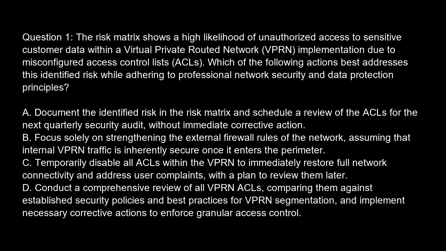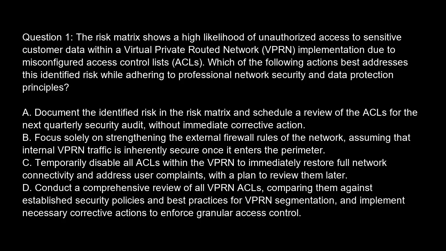Option A. Document the identified risk in the risk matrix and schedule a review of the ACLs for the next quarterly security audit without immediate corrective action. Option B. Focus solely on strengthening the external firewall rules of the network, assuming that internal VPRN traffic is inherently secure once it enters the perimeter.